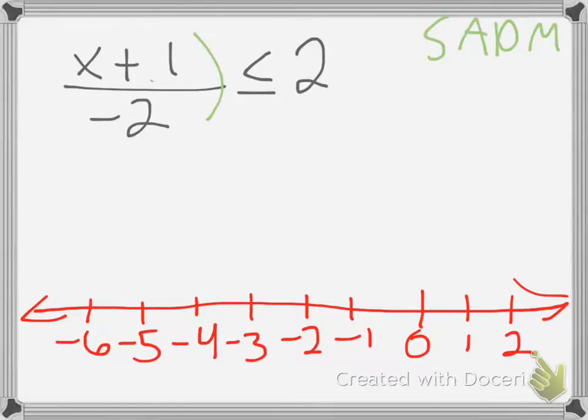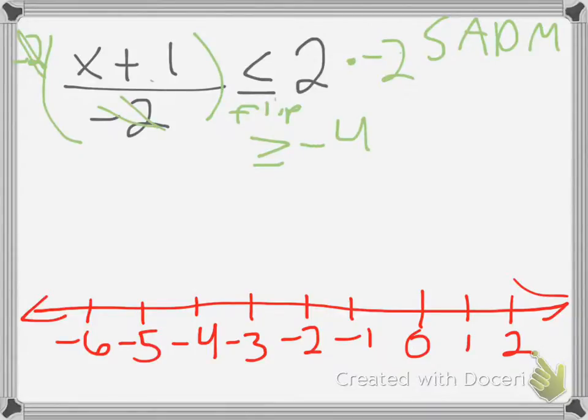Alright, and so we're going to divide and multiply first. So we're going to multiply by negative 2 here. Multiply by negative 2. That's going to flip my sign. Alright, it's going to be greater than or equal to now. And 2 times negative 2, negative 4. These two negative 2's are going to cancel out.